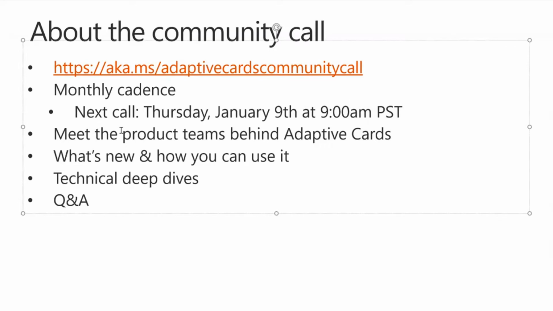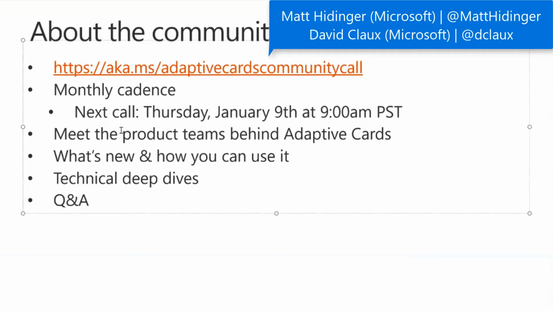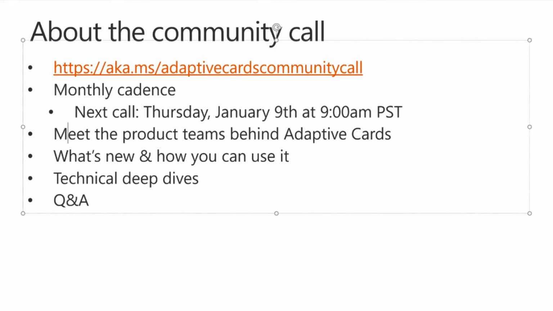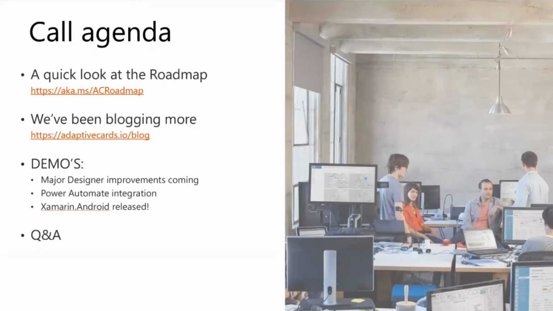So I'm Matt Heidinger, David Close is on the call. We basically run the Adaptive Cards project, and this is our opportunity to talk to you and your opportunity to talk to us. We like to show things as they're baking, so you get a pretty raw look into a lot of things. We've got some cool demos today to close the year.